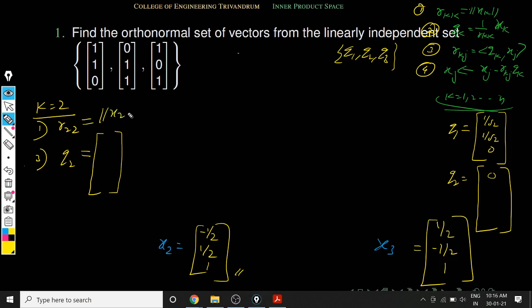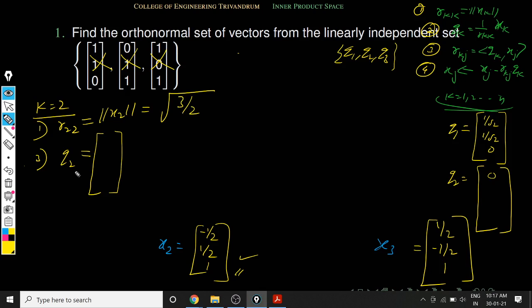This is our new x2. We have to compute. We throw out all these old x's; our present x2 is this one and this is our present x3. So what is r22? It is the square root of this square plus this square plus this square. Root 3 by 2. Yes, root 3 by 2.